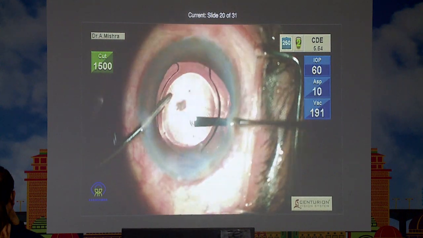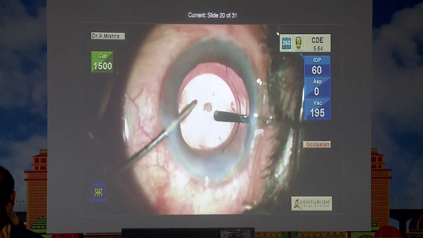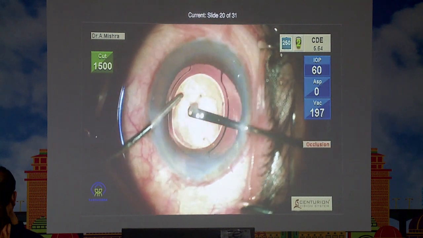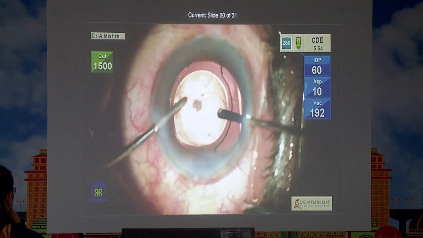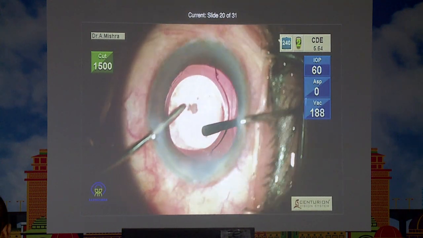So all the moving particles, the opacities are removed now. The red glow is brilliant now, and this patient is obviously going to be having a very good vision in the post-operative period.